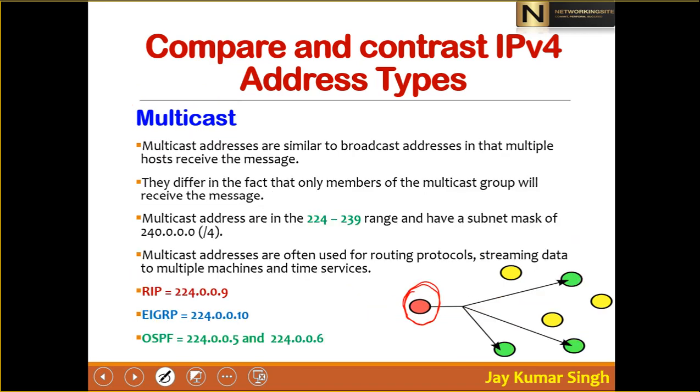When we talk about multicast, multicast is used to send a message from a single source to a specific group. See, I am red and I want to communicate to green, so I'm only communicating to green. Which IP addresses are used? The class D range is used for multicast purposes, for sending messages to multiple users. We'll see those IP addresses when we use dynamic routing.